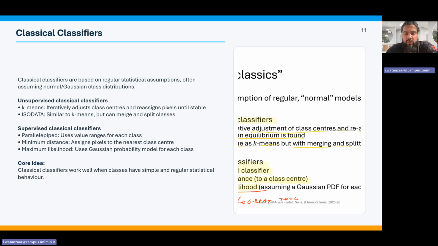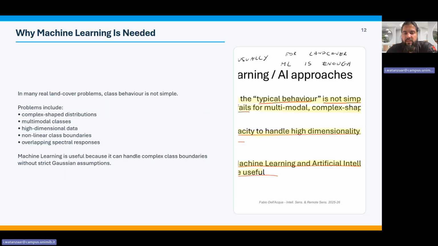Core idea: the classical classifier works well when classes have simple and regular statistical behavior. But in real time, that is not always the case, because conditions can change and classes can have non-simple, irregular statistical behavior. It can be very dynamic. That's why machine learning is needed. In many real-world applications, class behavior is not simple. Why? The first reason is complex shape distribution. Gaussian distribution is not enough anymore. There are multimodal classes, high-dimensional data as we collect multiple bands, and non-linear class boundaries.